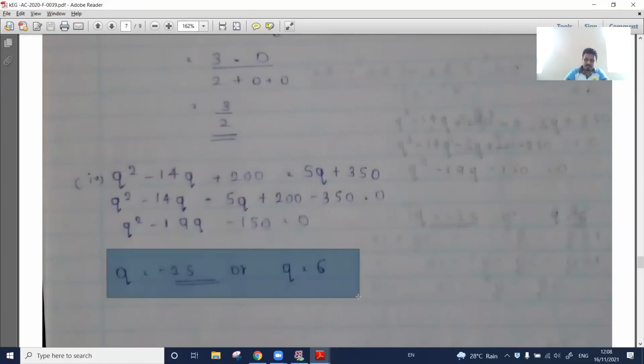Answer should be what? Minus 25, plus 25. It should be plus 25 or minus 6. Q equals 25 or Q equals minus 6.